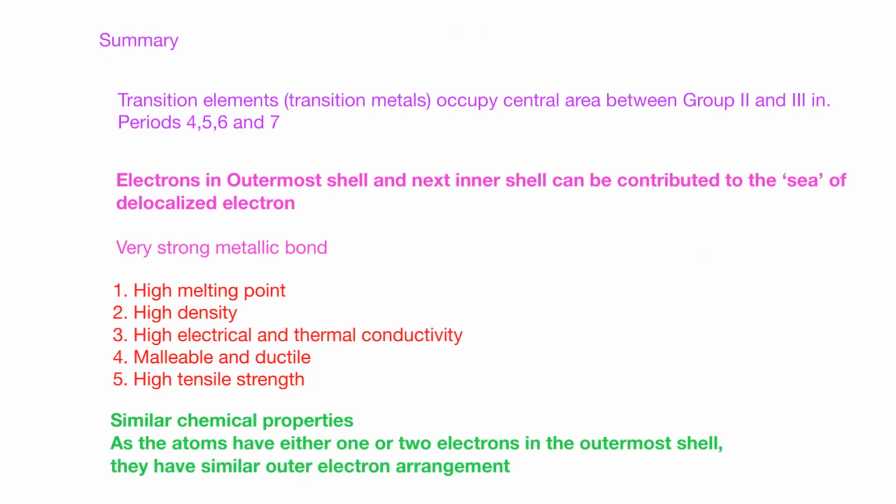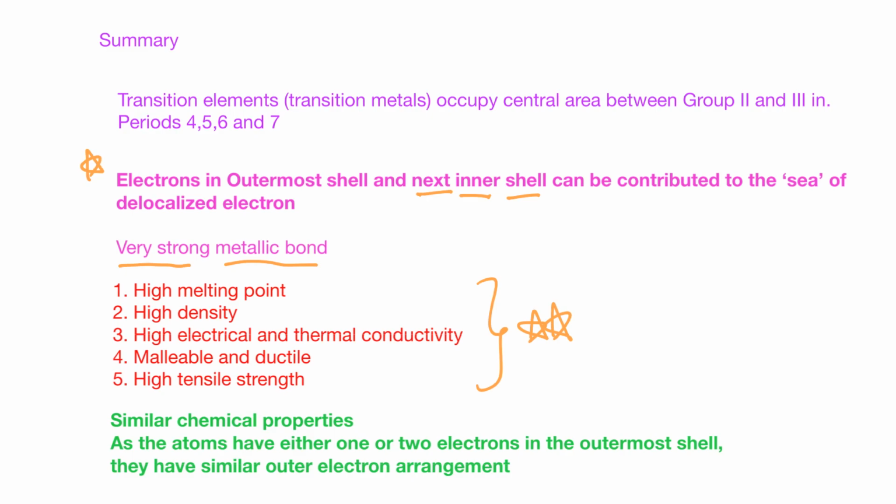So to summarize this video, first of all, you have to know that the transition elements, which we also call transition metals, occupy the central area between group 2 and group 3, ranging from period 4 to 7. Second, the most important part: electrons in the outermost shell and also the next inner shell can contribute to the sea of delocalized electrons, and they have a lot of delocalized electrons. They have very strong metallic bonds, and they bring about these physical properties: high melting point, density, electrical conductivity, thermal conductivity, malleable, ductile, and also high tensile strength.